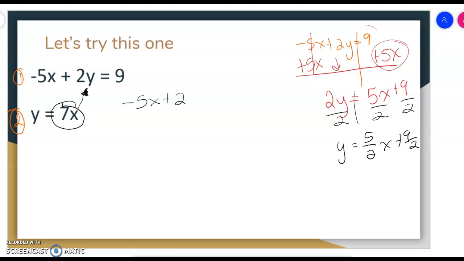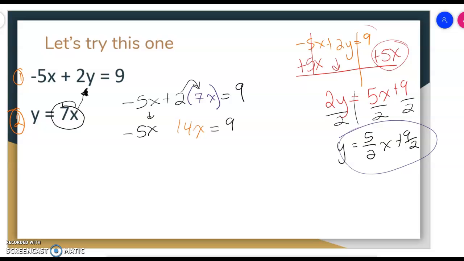The reason why I'm not going to plug this big thing into the other one is because fractions are kind of messy. And if I can figure out a strategy to put my equations into each other and then solve that way, it works out perfectly. It's the same. So I'm going to distribute the 2. 7 times 2 is 14x equals 9. I didn't do anything to the negative 5x.